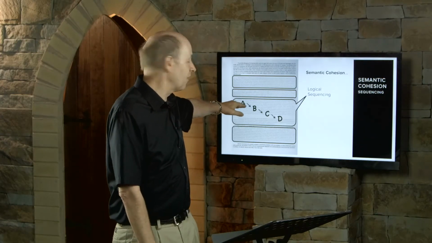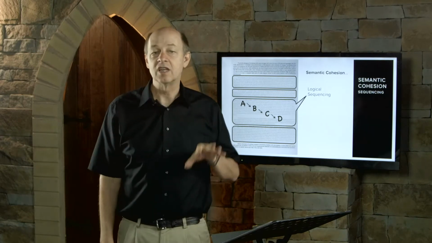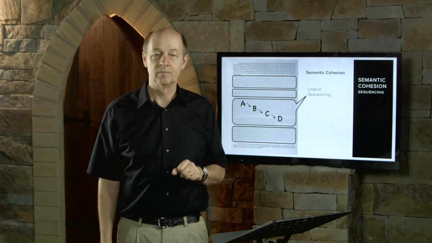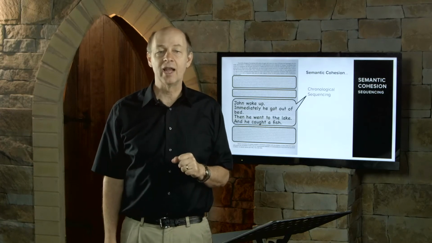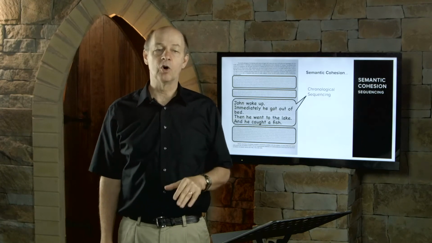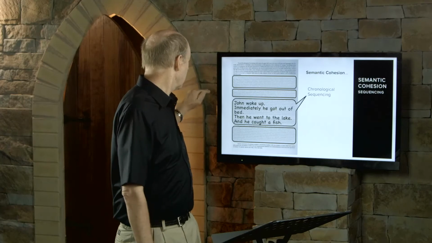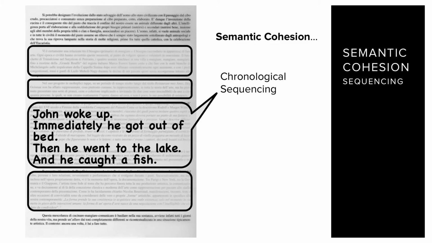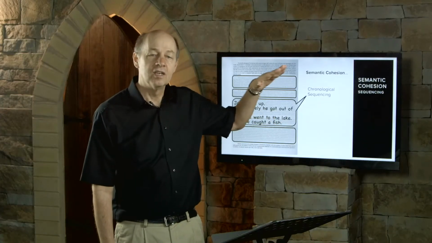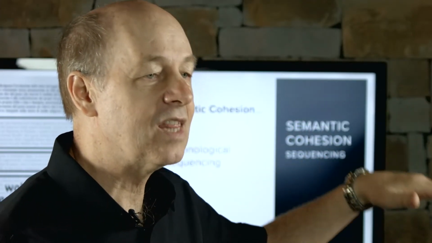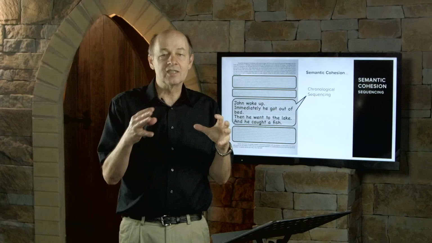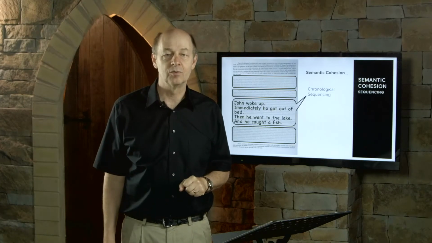Then the cascading series of events stops and the focus shifts to something else. That will likely signal a boundary. The other kind of sequencing is what we call chronological sequencing, where it is purely time-oriented. But even with purely time-oriented events, sometimes they must occur in a particular order in order to make sense. So for example, with these four statements, John woke up, immediately he got out of bed, then he went to the lake, and he caught a fish. This paints a clear picture. It makes good sense that those events would happen in that chronological order, and that in itself semantically glues these thoughts together within this paragraph.